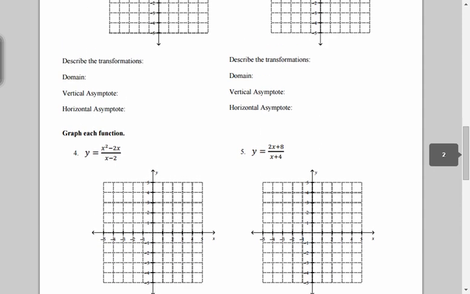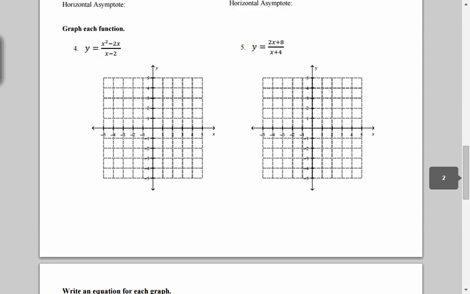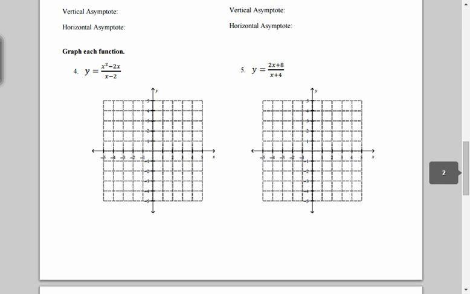I think people had enough trouble on this that I think it'd be wise to just graph one more. I'd like you to try number 5 also. Again, you can make an XY chart for it, or if you can factor it, you should. And this one, I'll give you a hint. The 2 factors out, and you end up with a hole in the graph.